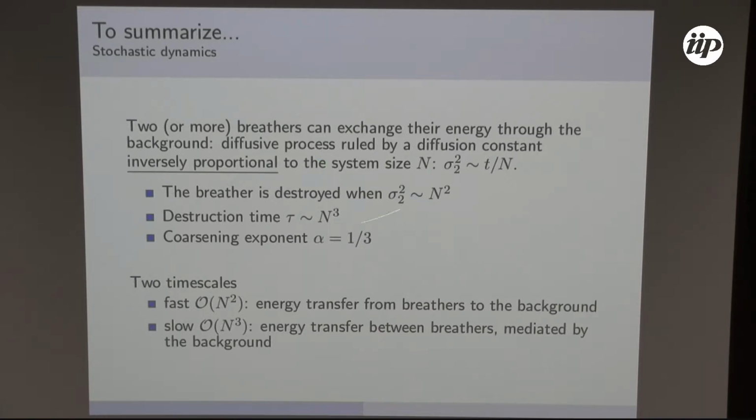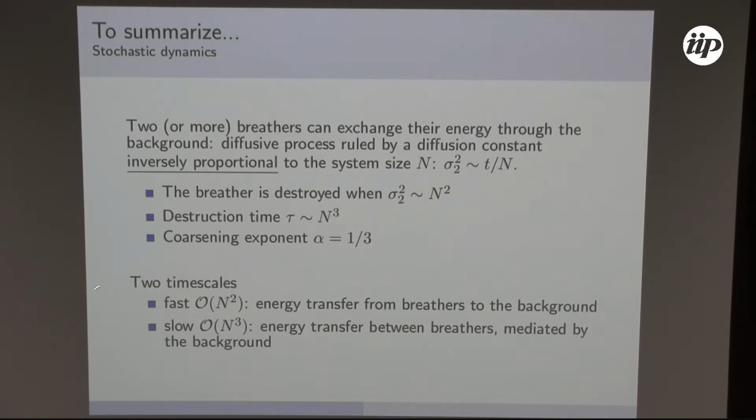So if you do now some trivial power counting, you see that the typical time that you need to destroy one breather scales as the third power of the system size, and this explains very simply this coarsening exponent. Of course, you can be more precise, you can do some analytical descriptions, but basically this is the story.